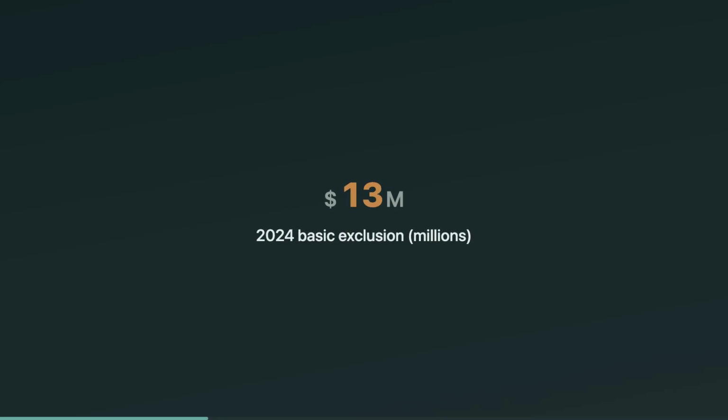Form 706 is required when the gross estate plus adjusted taxable gifts exceeds the filing threshold. For 2024, the basic exclusion amount is $13.61 million. And remember portability. If the executor wants to transfer a deceased spouse's unused exclusion, they file Form 706 even if the estate is under the threshold. That's a classic exam trap. Filing can be required for DSUE, not just tax due.